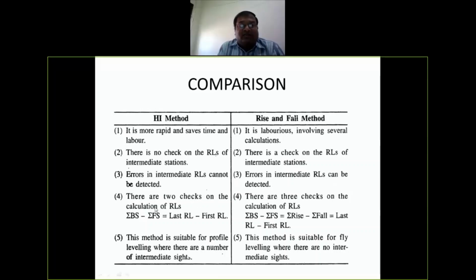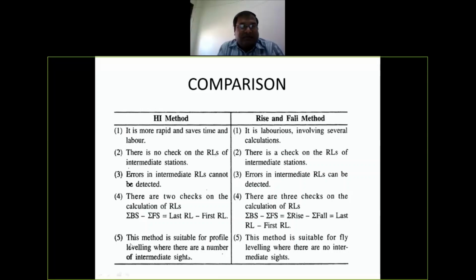The fourth point is about the checking method. As we discussed yesterday in compass survey, there are some checks. In the same way in leveling, there are some checks in the HI method as well as the rise and fall method. So what are the checks? In the HI method there are two checks on the calculation: summation BS minus summation FS is equal to last RL minus first RL. Whereas three checks are there in the rise and fall method: summation BS minus summation FS is equal to summation rise minus summation fall is equal to last RL minus first RL.